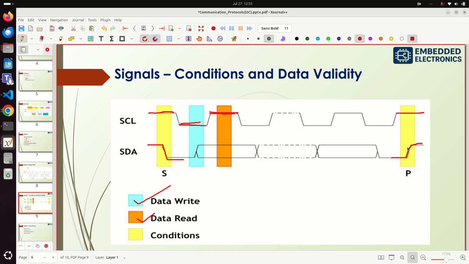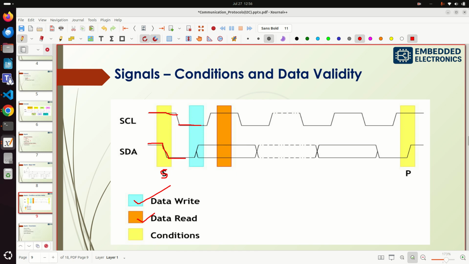So if the clock line is high and the transition happens from high to low like this, that is nothing but the start condition. And if the clock line is high and the transition happens from low to high like this, that is nothing but the stop condition. So now did you get what the start condition and stop condition are? Clock line is high, transition happens from high to low. That is nothing but the start condition.